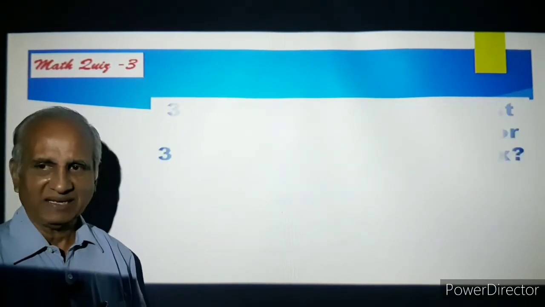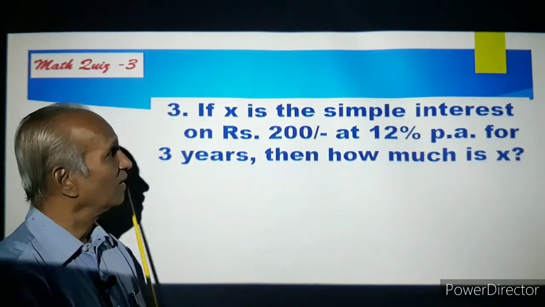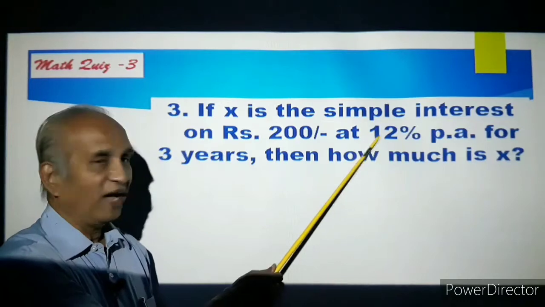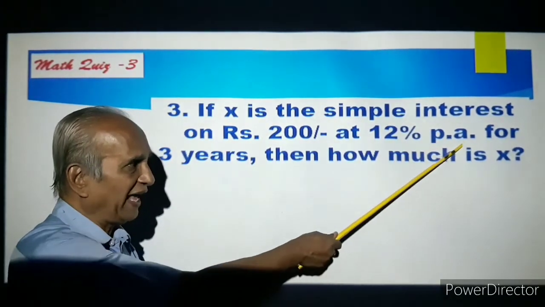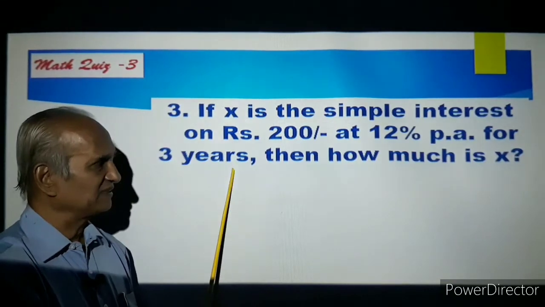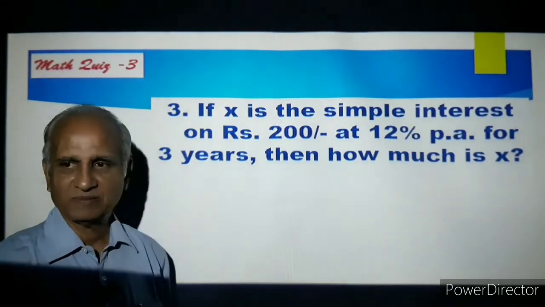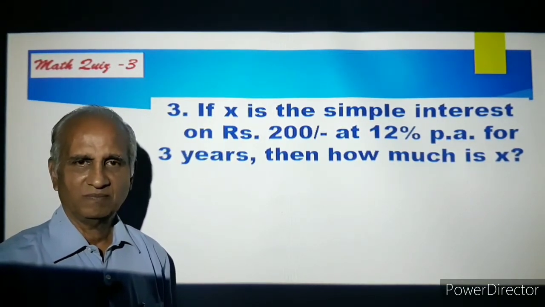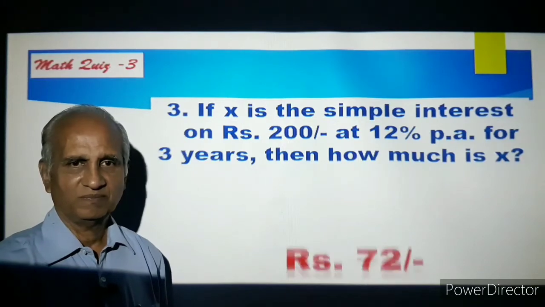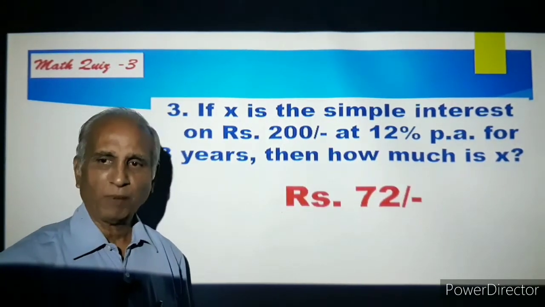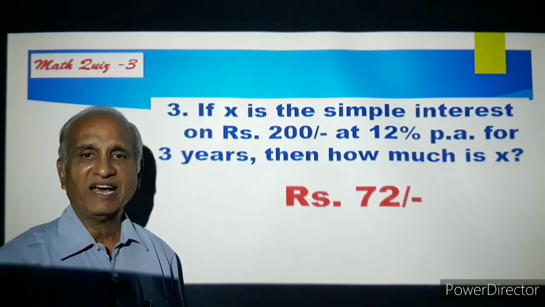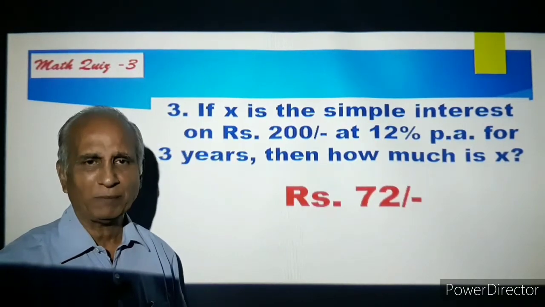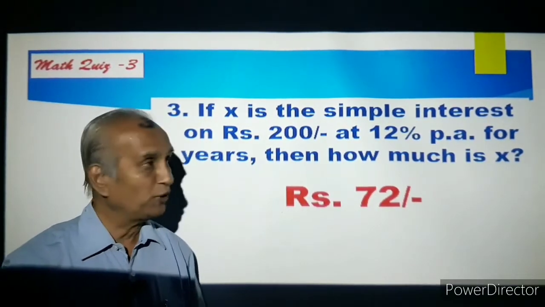Now the question 3. If x is the simple interest on rupees 200 at 12% per annum for 3 years, then how much is x? You can work out this problem using the formula PTR over 100, or mentally you can work it out. It's such a simple problem. If you understand, you will be able to do it.